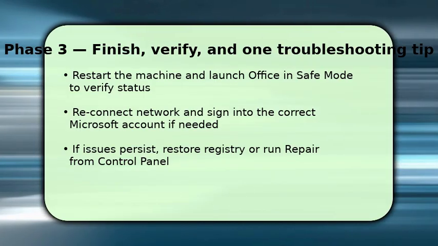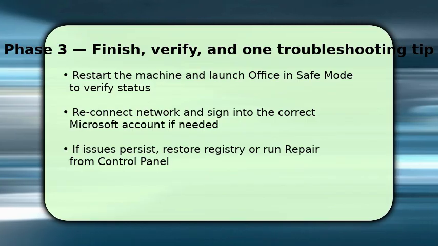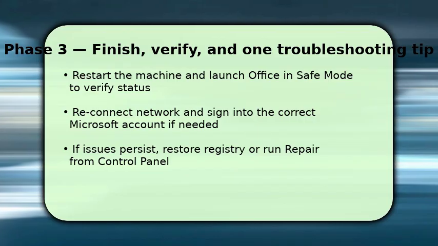If the message persists, restore your registry backup, run Office Repair from Control Panel, and then check activation logs for error codes. If you see an error, note the code. It points to whether licensing service, corrupted files, or account issues still need fixing.